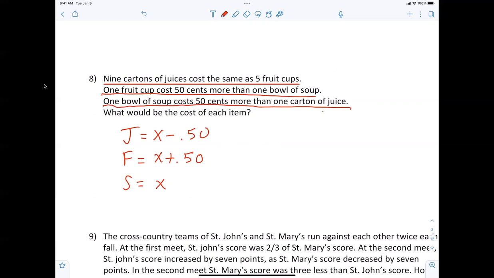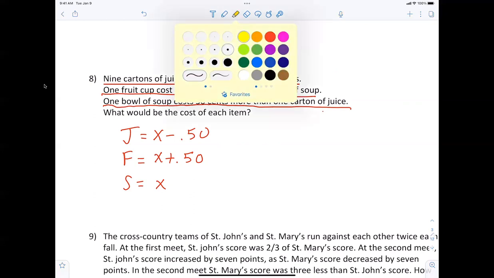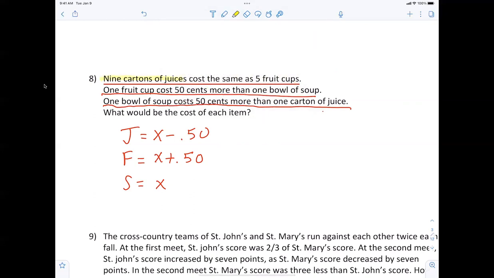All right. Now that we have all that, now we have to go back to what? The beginning, correct? 9 cartons of juice. So what is that? No, think for yourself. 9 parentheses, x minus 0.5 costs the same as.